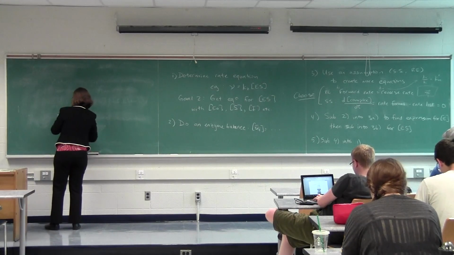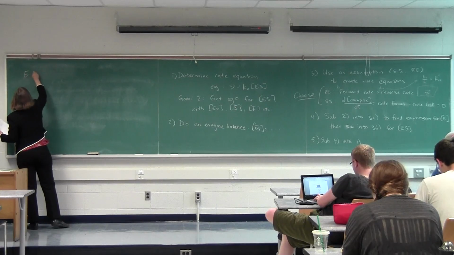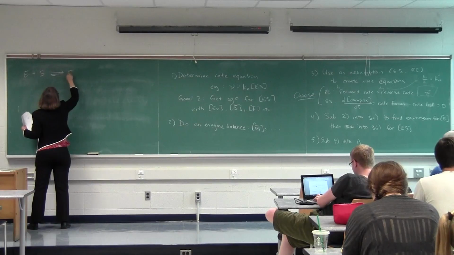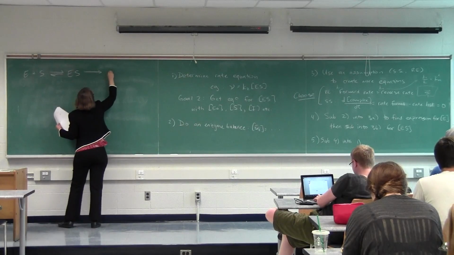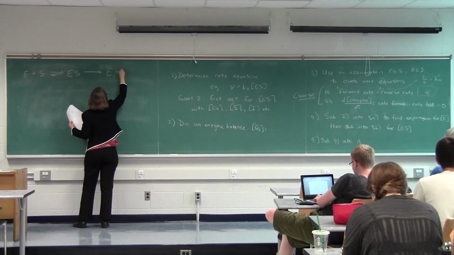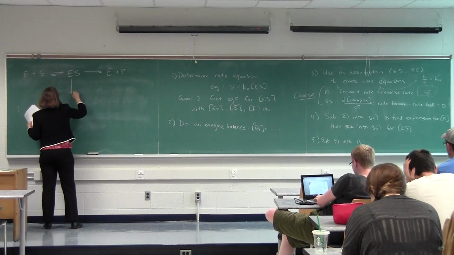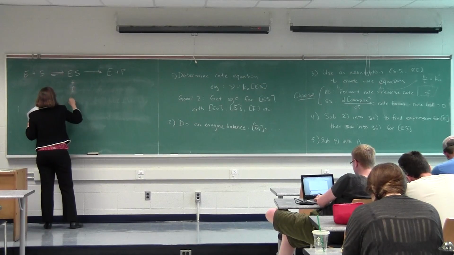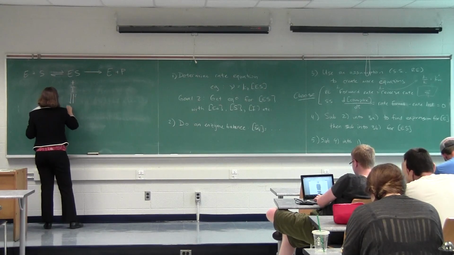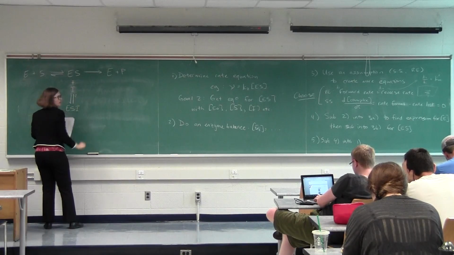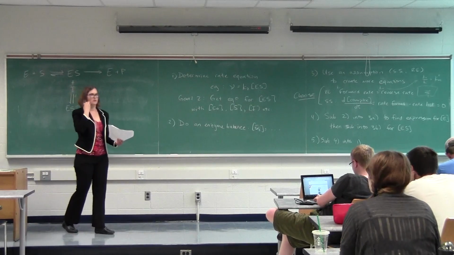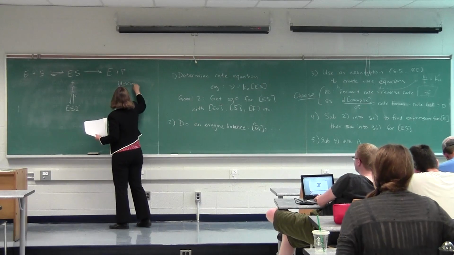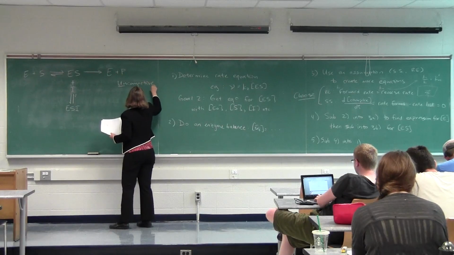So if you remember, we had E plus S goes to enzyme substrate complex, goes to enzyme plus product, and then here we had plus I goes to enzyme substrate inhibitor complex. Okay, so I'll write it down. Uncompetitive inhibition.